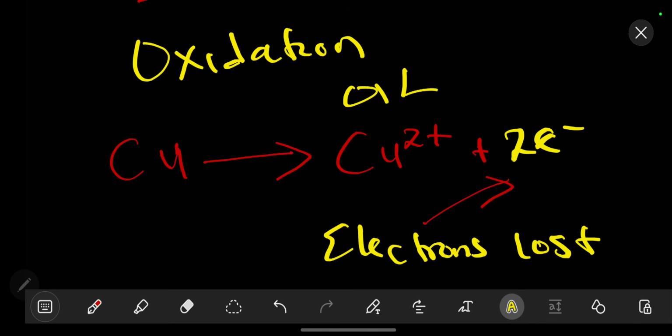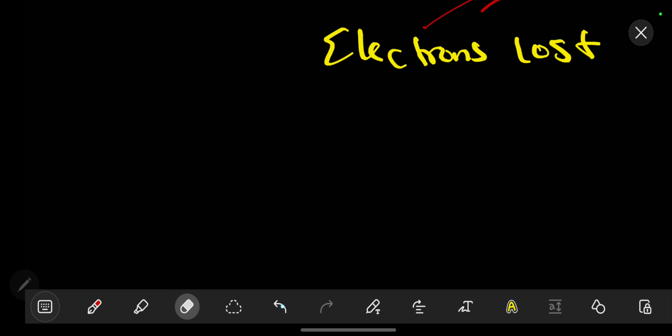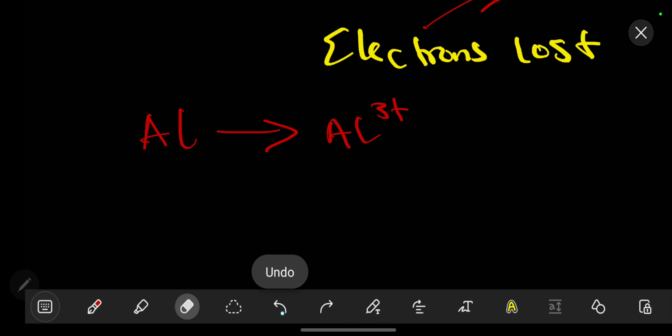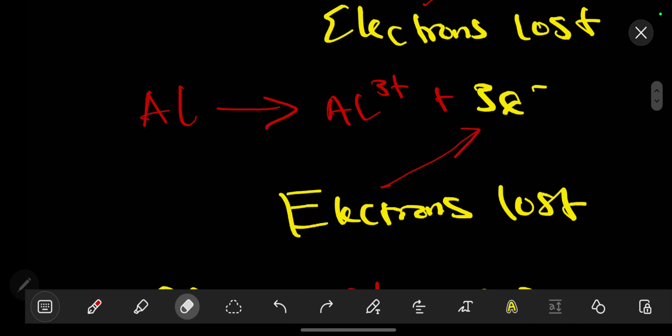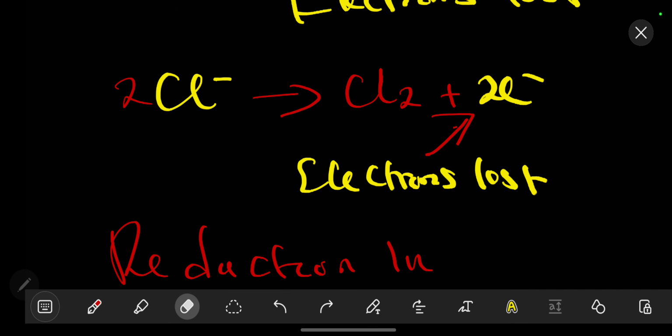So that is oxidation in terms of electrons lost or gained. Oxidation is the loss. Let's take this reaction. Let's say aluminium becomes Al3+ and 3 electrons, like that. Then we have something like this. This one is also oxidation since electrons have been lost. As long as you have electrons on the right hand side, that means electrons have been lost.